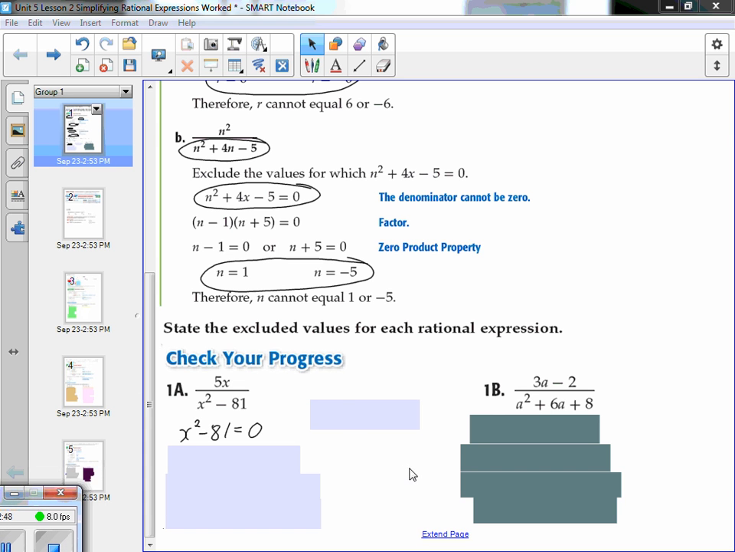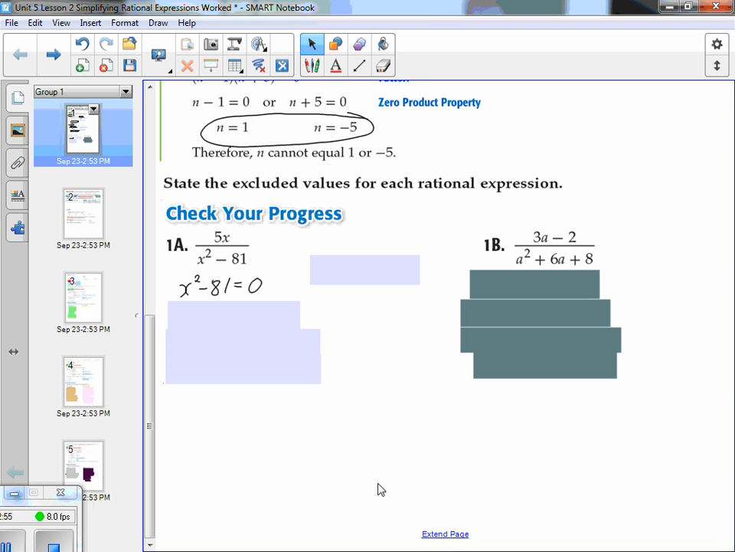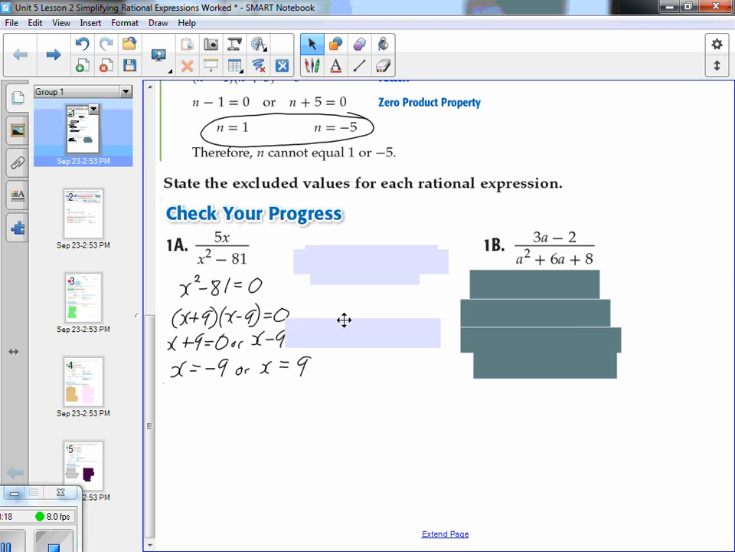Now, we can solve that with the quadratic formula, or this one's a lot easier to solve by factoring. Now, I know factoring's not y'all's favorite thing, but that's a difference of 2 squares. The square root of x squared is x. The square root of 81 is 9. That's x plus 9 times x minus 9 equals 0. Then we use our zero product property. X plus 9 equals 0, or x minus 9 equals 0. So our two excluded values are negative 9 and positive 9.